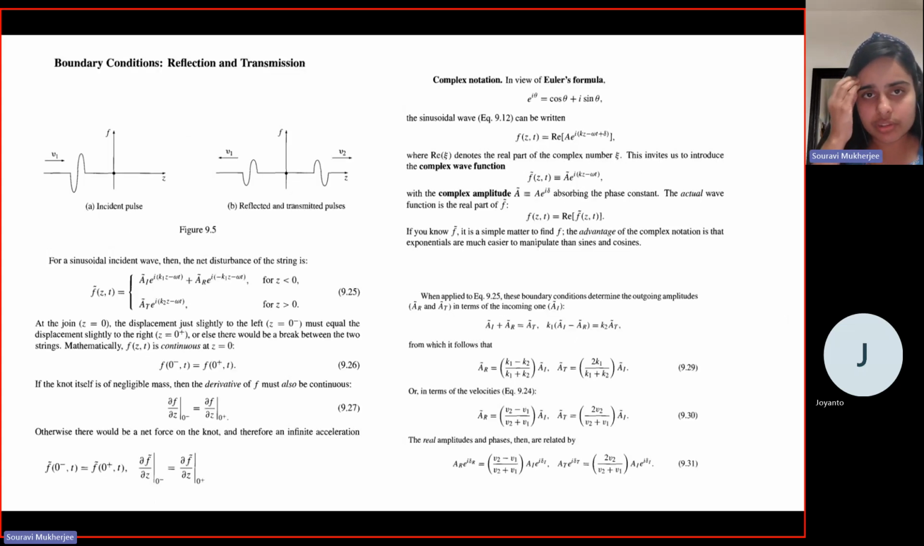Now, what we want to discuss is that suppose there is an interface which separates two media, right? And if you move from one medium to another, so two media are there and there is an interface in between.